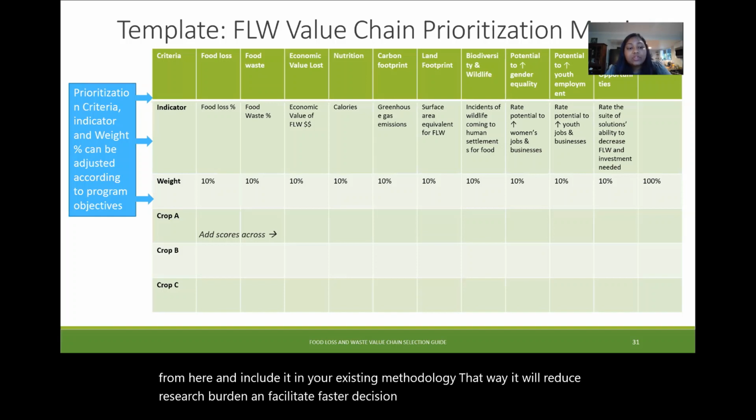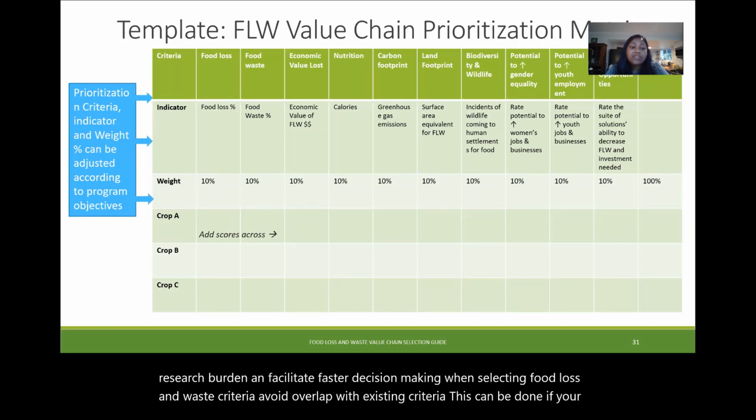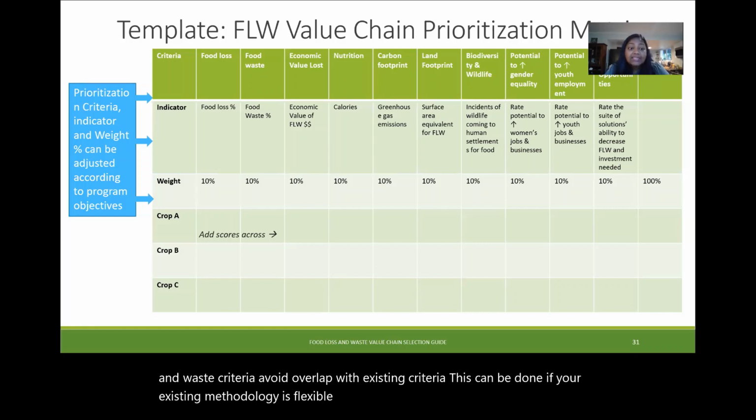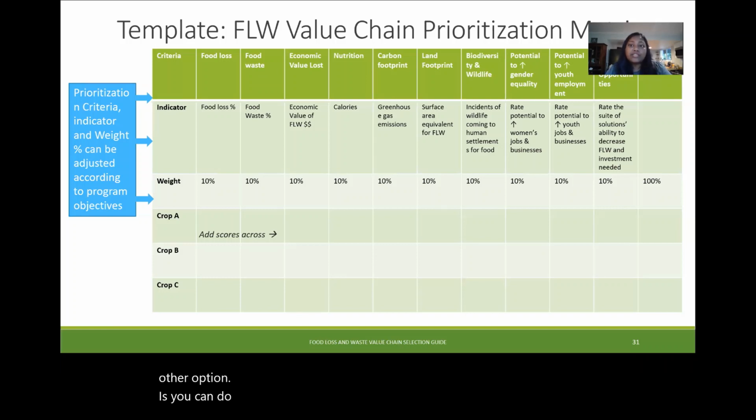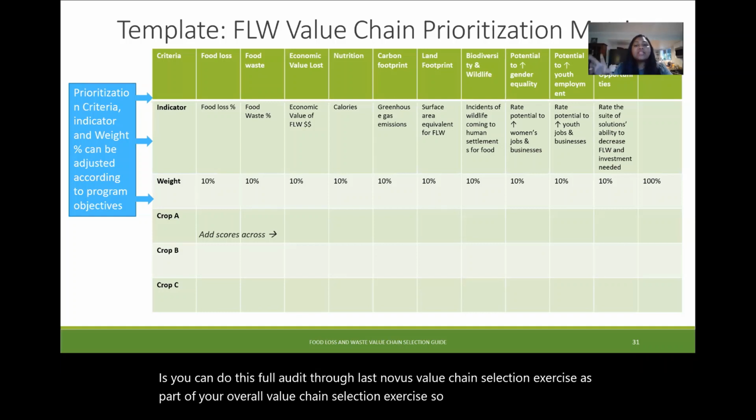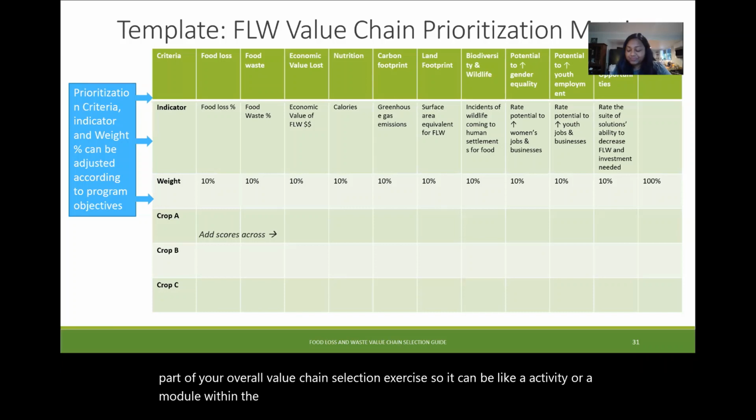When selecting food loss and waste criteria, avoid overlap with existing criteria. This can be done if your existing methodology is flexible and it's easy to add different criteria. The other option is you can do this food loss and waste value chain selection exercise as part of your overall value chain selection exercise. So it can be like an activity or a module within the overall value chain selection.